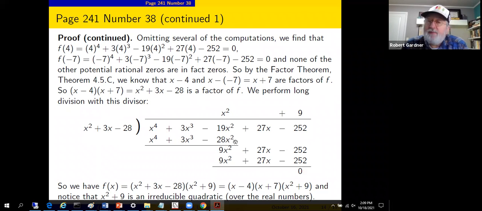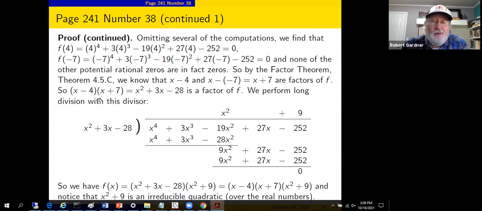Let me go through the arithmetic part somewhat quickly. We'll subtract. This cancels, this cancels. This subtracting produces a 9x squared, and we'll bring down the other terms. How are you going to eliminate the 9x squared? Let's multiply the divisor by 9, produces this, and in fact, we get a remainder of 0. Is that right? Yeah, we should have got a remainder of 0.